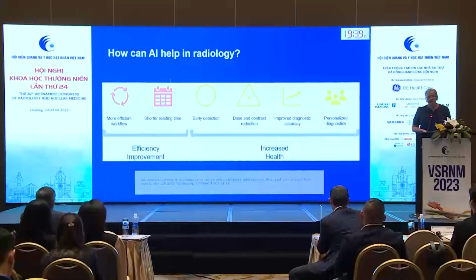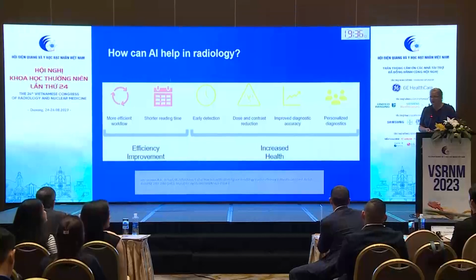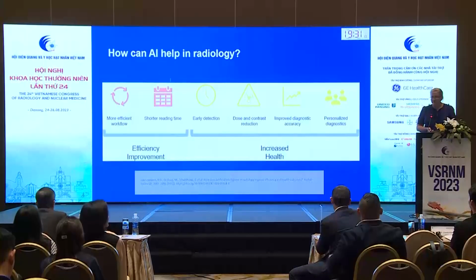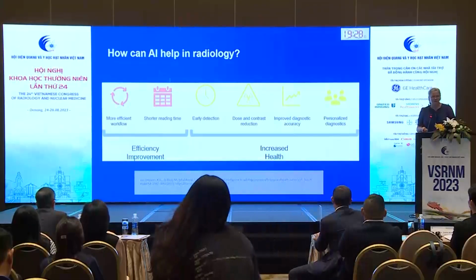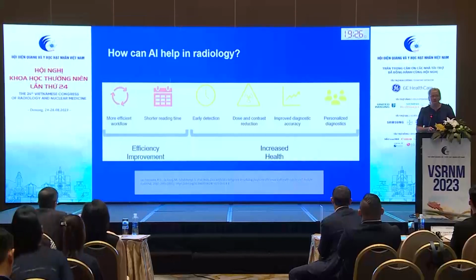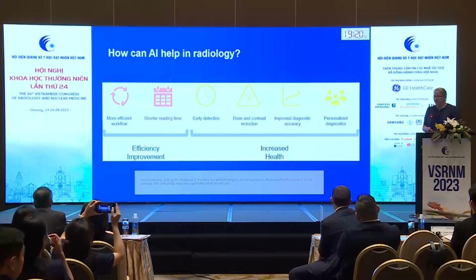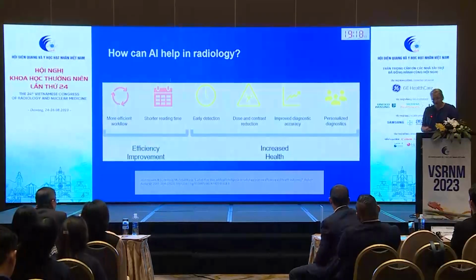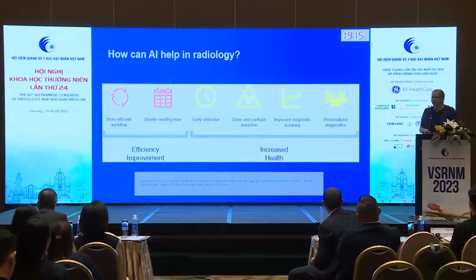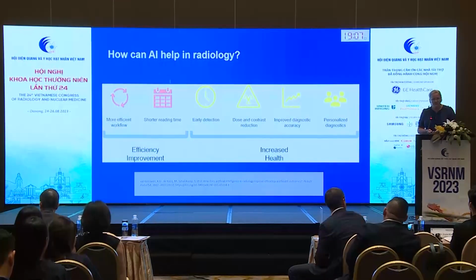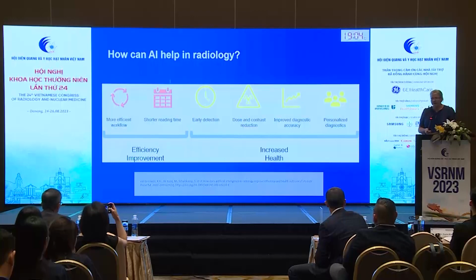So let's start by talking about how AI can help us in radiology. We like to break down the benefits into those which make us more efficient and those which make us better at doing our job. So we talk about making a more efficient workflow, and we talk about reducing the time it takes to do our reports. The patient outcome benefits allow us to detect and treat pathology sooner. It allows us to try to reduce the amount of radiation dose and volume of contrast that we give. It makes our reports more accurate and eventually allows us to produce some personalised medicine.